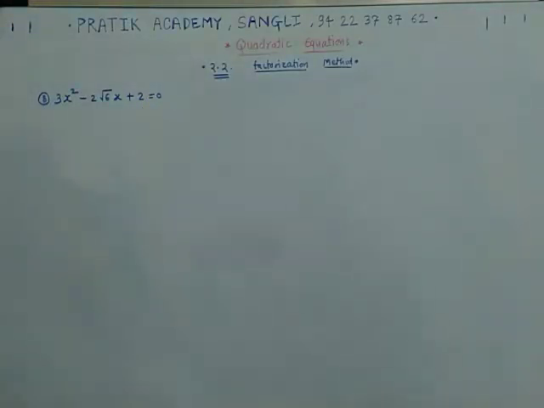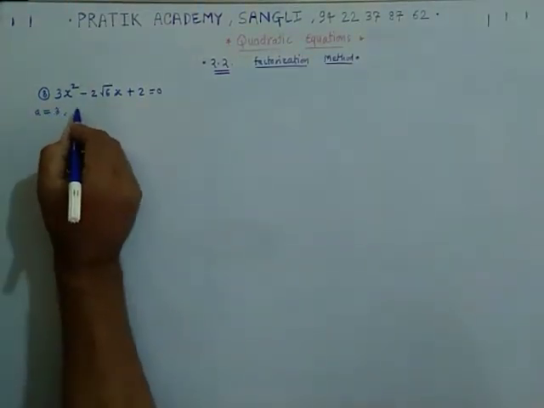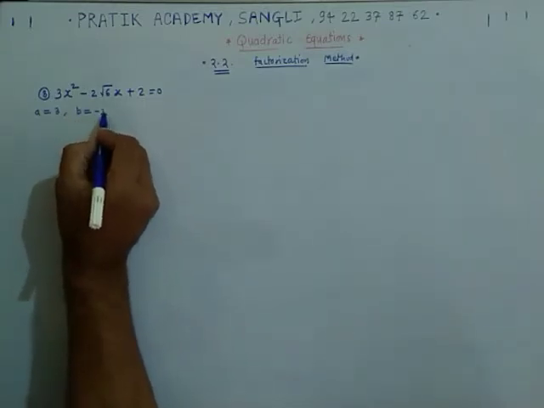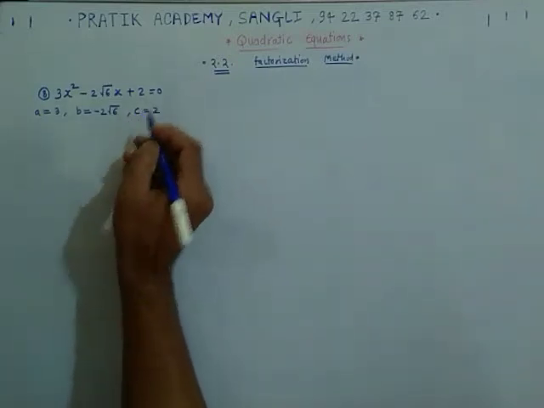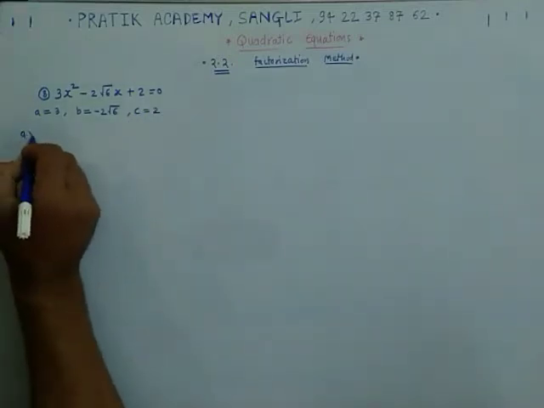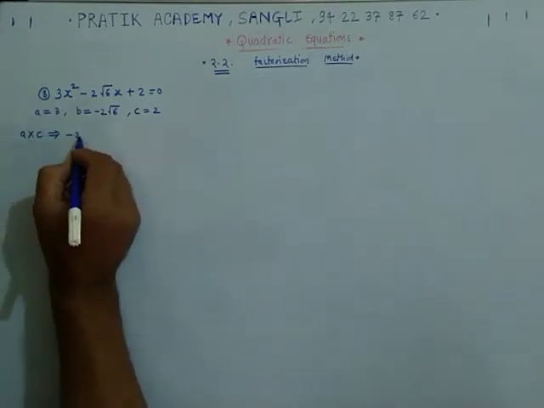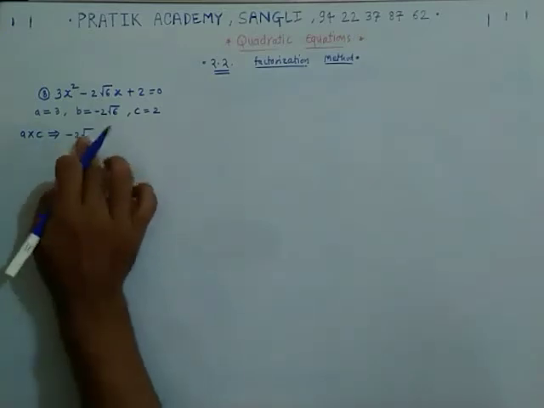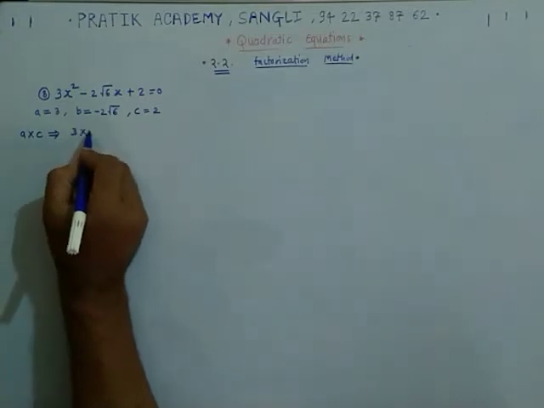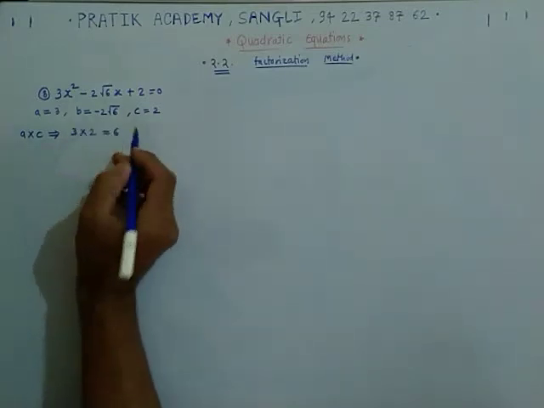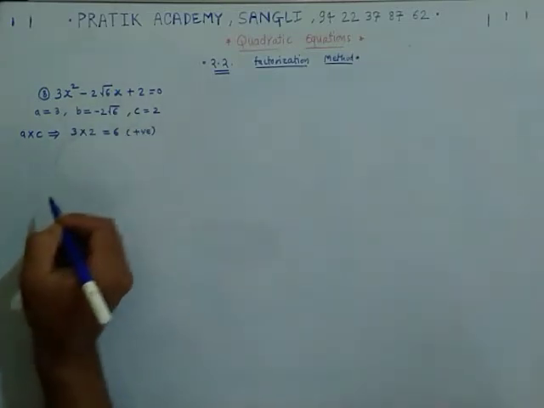First find out what are A, B, C. A is 3, B is minus 2 root 6, C is 2. What is the next step? Take the product of A and C. Here the product is 3 into 2, that is 6. Now this product is positive.